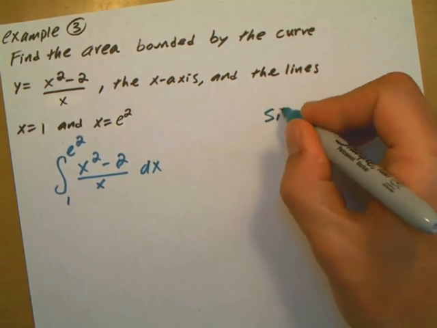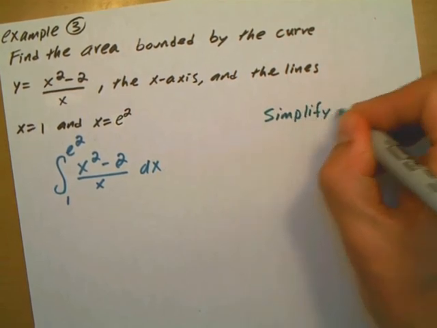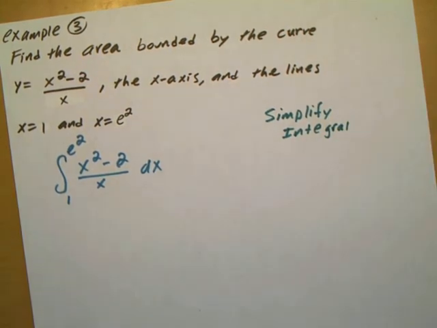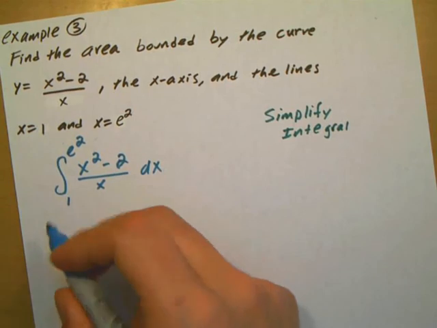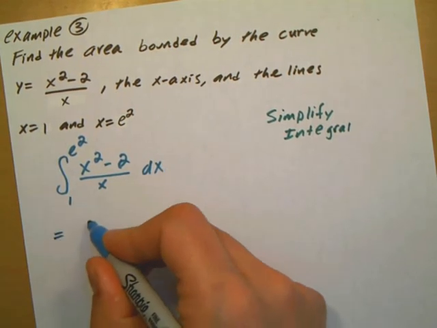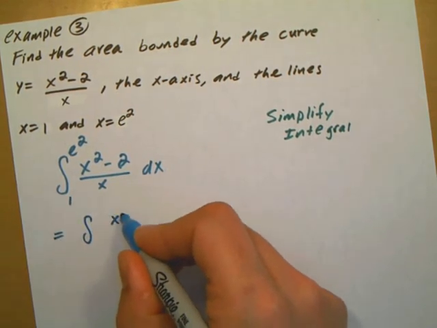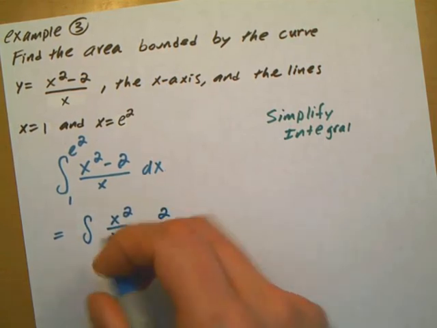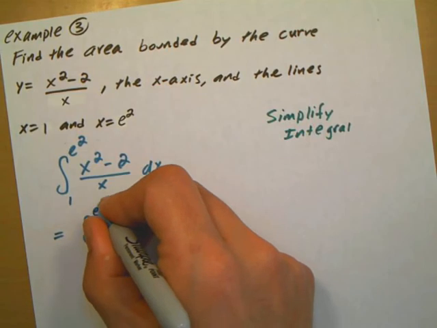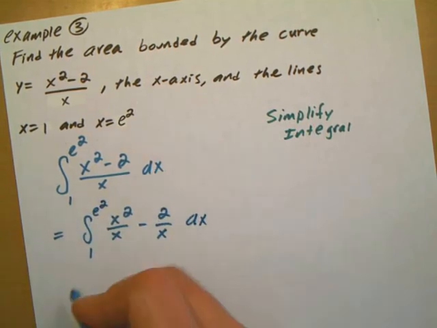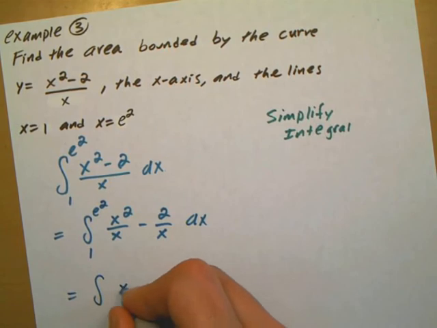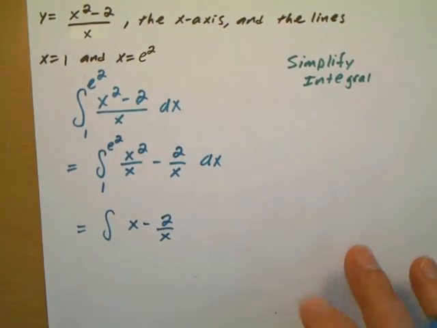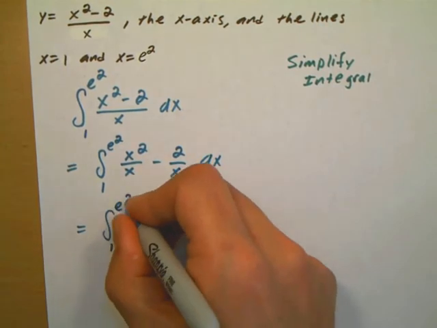So the last technique is to simplify the integral. To simplify the integral is kind of like we did at the very end of the last problem, and that's just going to be splitting this up. This is going to be x squared over x minus 2 over x from 1 to e squared dx. So this simplifies to just be x minus 2 over x from 1 to e squared.